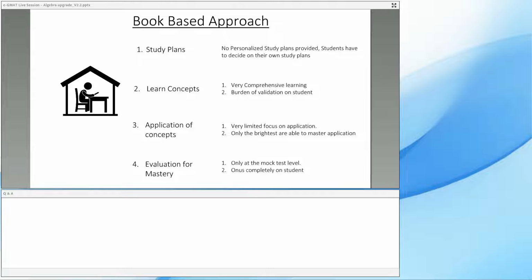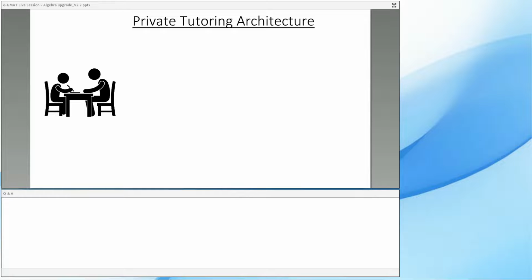For those of you who've studied using books, you experience this. Yes, you get a high when you learn concepts, but beyond that, all the decisions are something that you need to make. A private tutoring based approach works very differently.